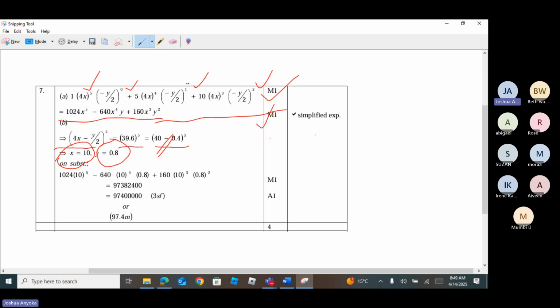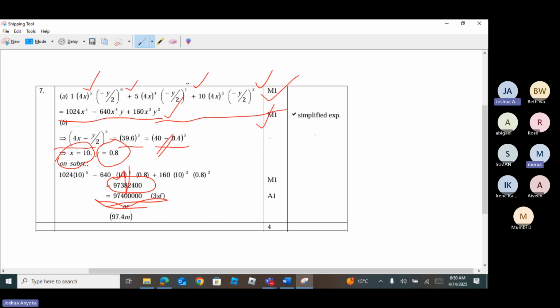Then we substitute in the expansion that we have inserted the coefficients, and that's all. But now the question was saying give your answer to 3 significant figures. This is the answer you get. To 3 significant figures, we count 1, 2, 3. We consider the next number, which is 8. It will add 1, so 974. So we have 97,400,000 or 97.4 million. But your answer can stop at this level, 97,400,000. Are we together?